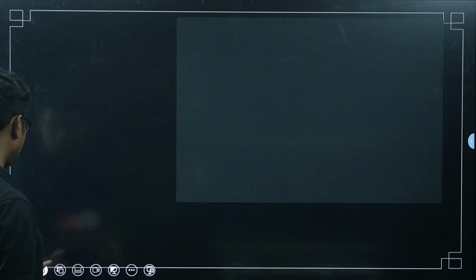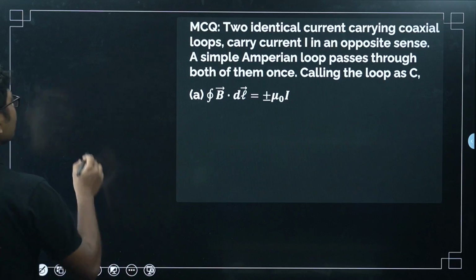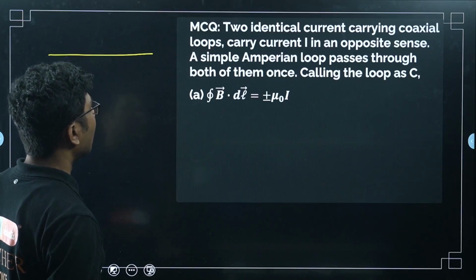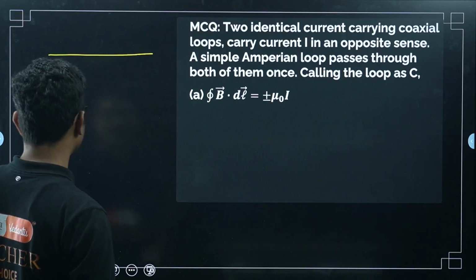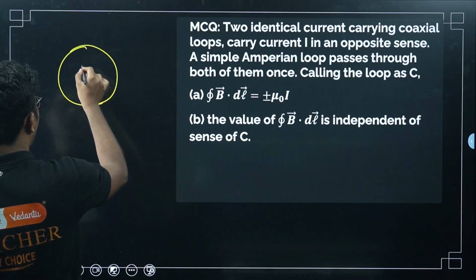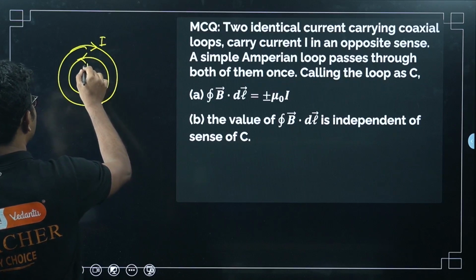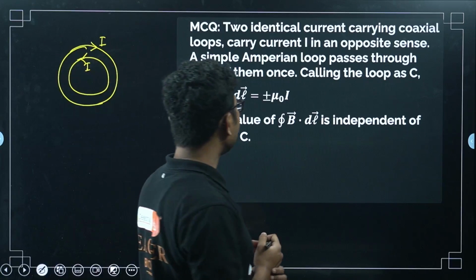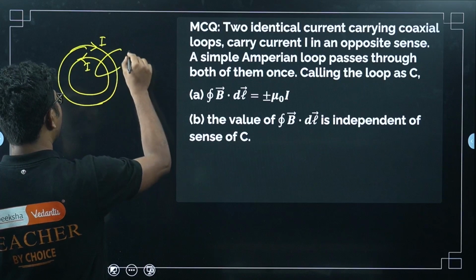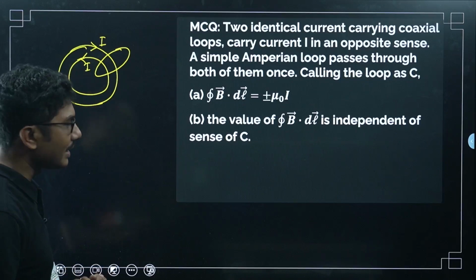Now let us look into a problem based on Ampere's law. Two identical current carrying coaxial loops carry current I in opposite sense. So what is the meaning of that? One loop is this, another loop is this, and each is carrying current I. Now a simple Amperian loop passes through both of them once. So we are considering an Amperian loop which passes through them only once, not twice, not thrice.